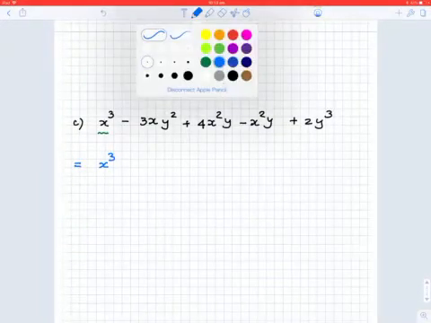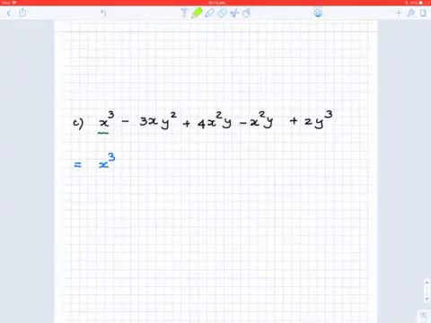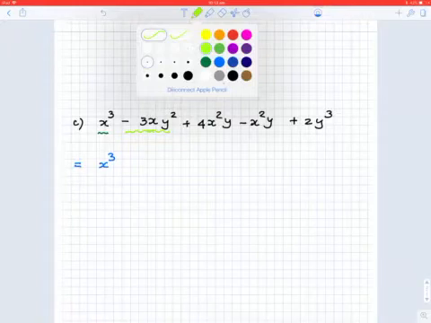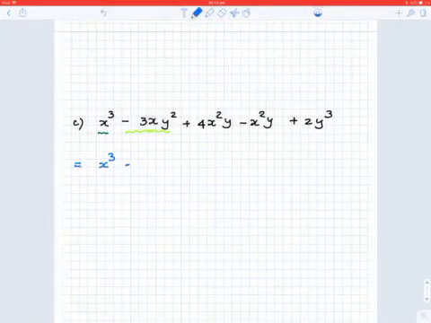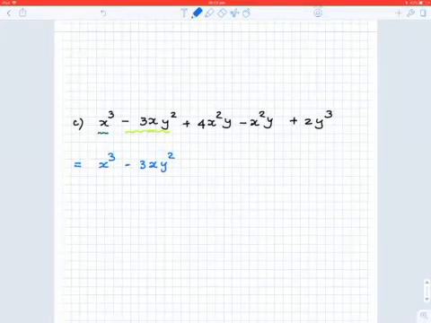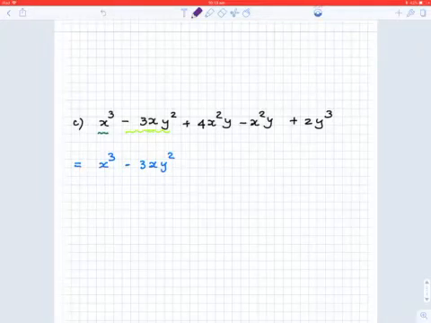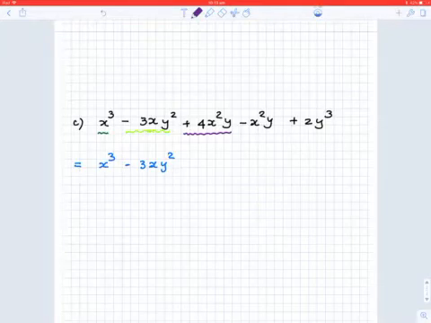Now, the next term is 3xy squared. There is no other xy squared component, so we are going to write it as it is: minus 3xy squared. Then, when you go to the next term, which is 4x squared y, with the sign I have to combine it with this minus x squared y. So they both are like terms.